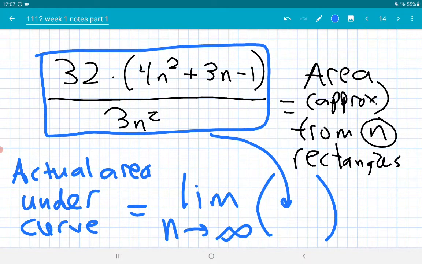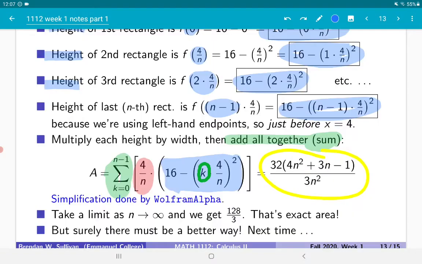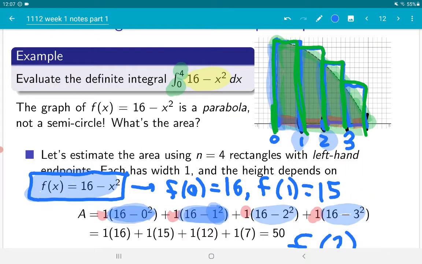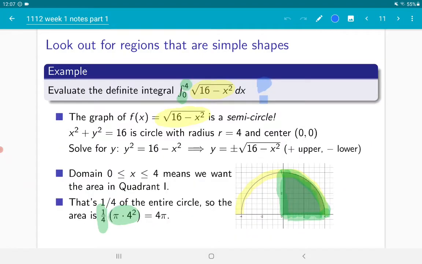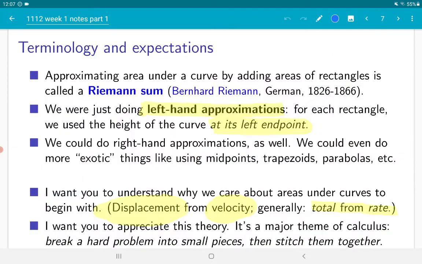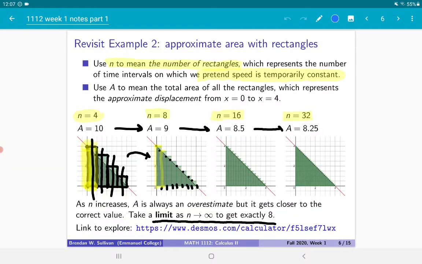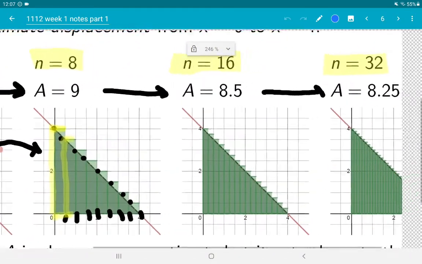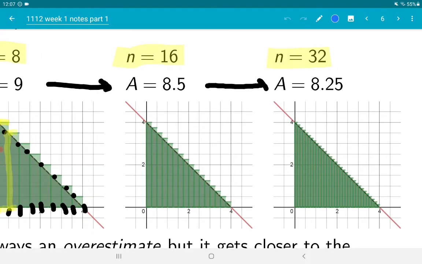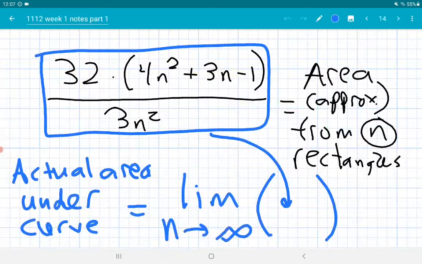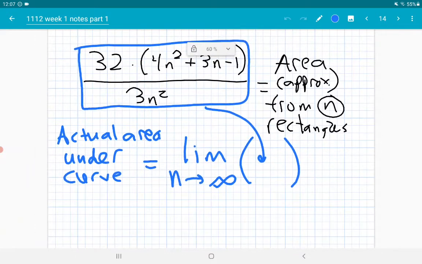What we found in that big blue box is the approximate area from slicing the region into some number of rectangles, a generic number n. And if you can imagine taking more and more and more rectangles, remember when we looked at that back here? And it looked like the region was being approximated better and better as I took more rectangles? That's what this limit accomplishes. If I take that expression and take a limit as n goes to infinity, it will give me the correct value of the actual area.